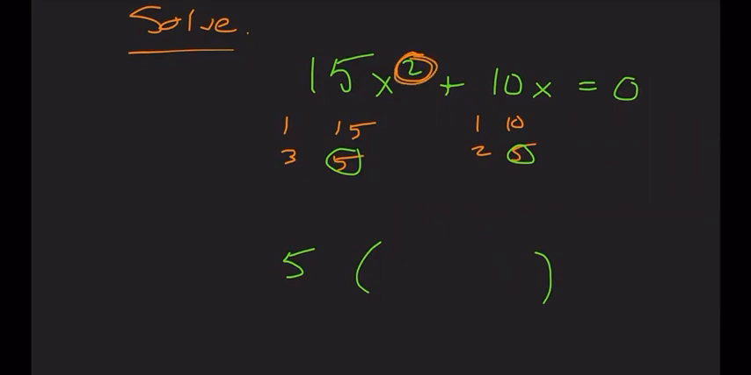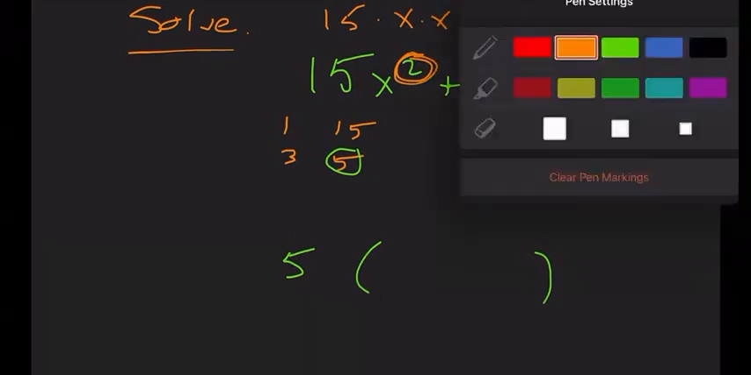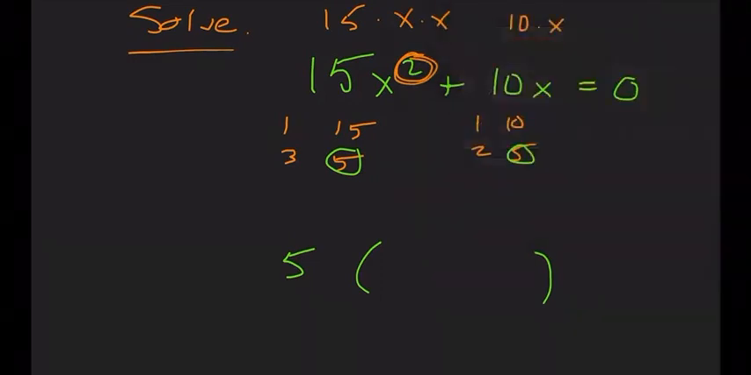So this is really 15 times x times x. This is 10 times x. And we're taking out the greatest common factor. Factor means thing being multiplied. They both have an x being multiplied, so they also have an x in common, which means we can take out not just a 5, but also an x. Then we're saying 5x times what gives us 15x squared. Start with the numbers. 5 times what number gives you 15? 3.